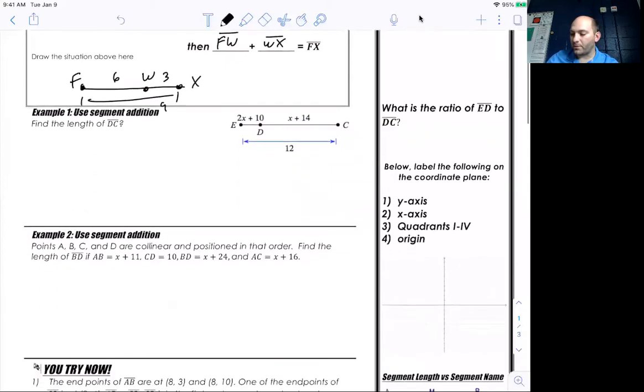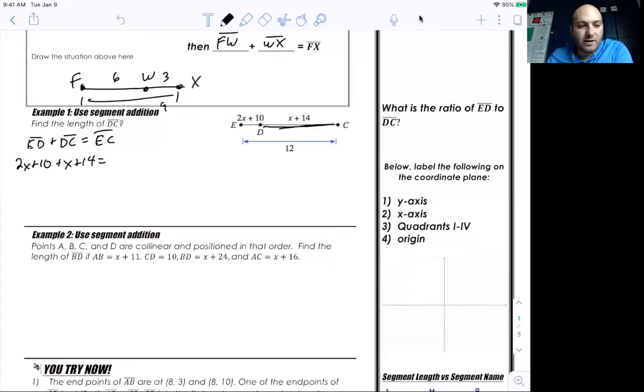Okay, so how can we use that? In this first example, we're going to find the length of DC. So I want to find this length right here. Based on this diagram, I'm going to use segment addition. I know that ED plus DC is equal to the entire thing, which is EC. Having the diagram there is very helpful. ED is 2x plus 10, DC is x plus 14, and EC is 12.